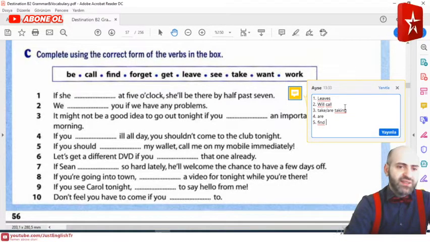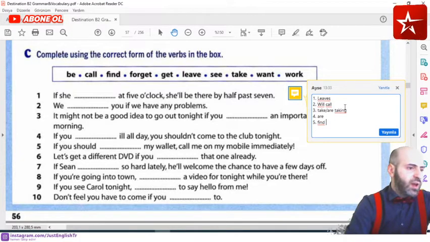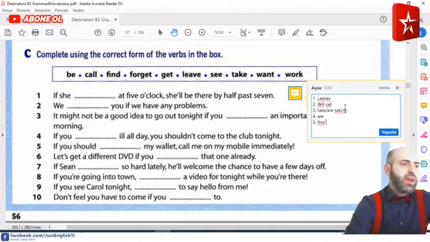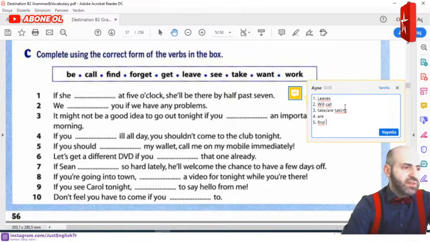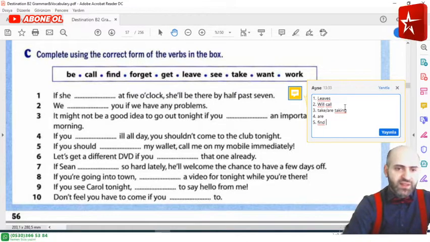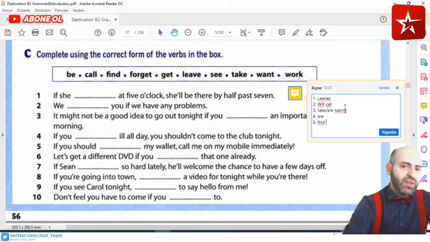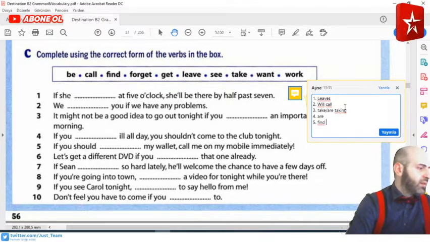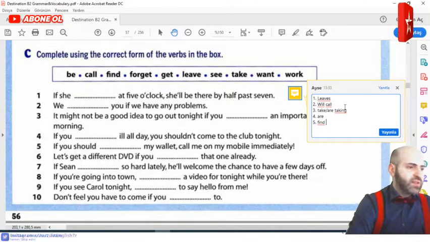Good. Number 6. Let's get a different DVD if you blah blah blah that one already. Okay, I see also comments from Mustafa, Ahmed, Aisha, Melik. Everybody thinks number 5 is find. You are absolutely correct. Now, let's go to number 6. Let's get a different DVD if you blah blah blah that one already. What do you think is the correct answer for number 6?